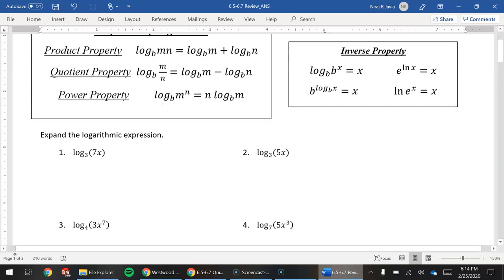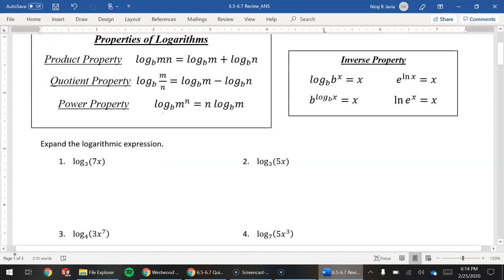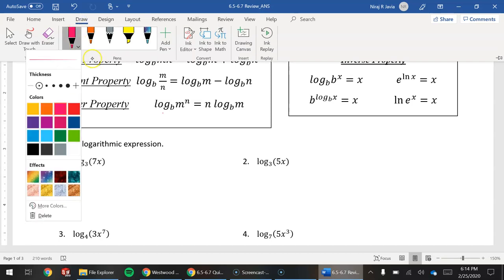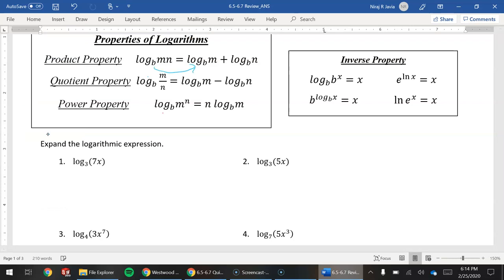So question number one, expand the logarithmic expression. When I want to expand something and I'm looking at the properties of logs, you notice that if I go left to right, the actual equation gets bigger. So the product property makes things bigger, the quotient property and the power property, if I go left to right, make them bigger. So it's like going here to here, here to here, here to here. Now that is how we do the expanding.